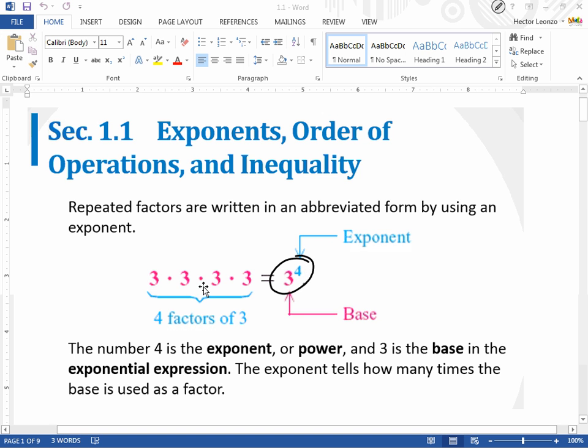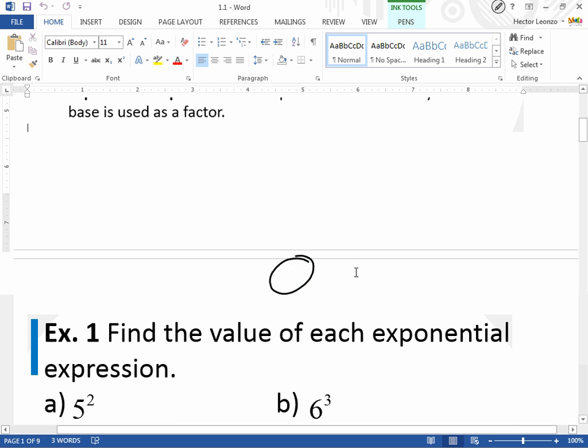That's what means how many times the base is going to be repeated. So 3 to the fourth, notice how I have 3 times 3 times 3 times 3. I have 3 four times. So remember, exponent means repeated multiplication. So for our homework, let's take a look at an example.